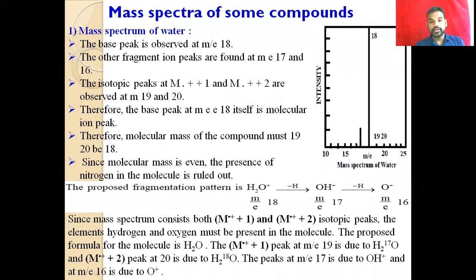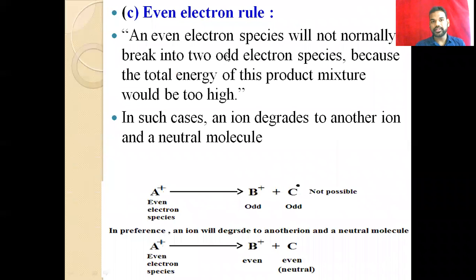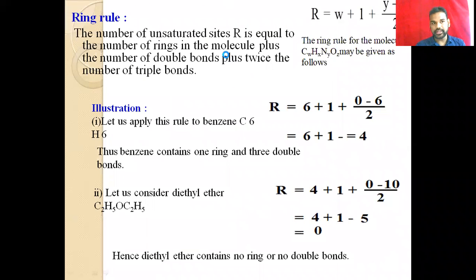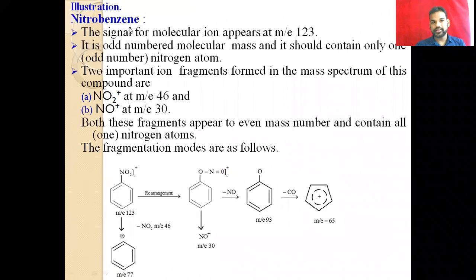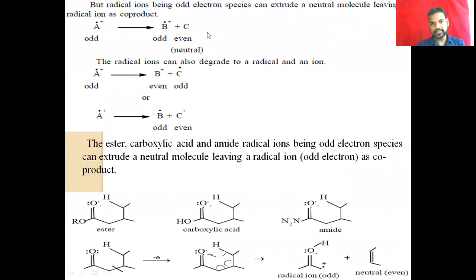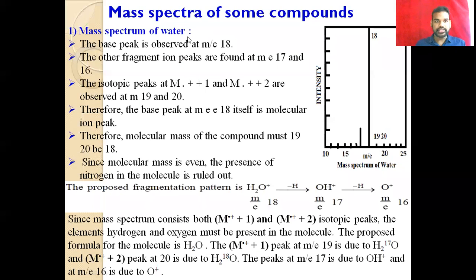Hello students. In the last class, we discussed mass spectra. The important points were the ring rule, the even electron rule, and the nitrogen rule. So that is finished in the last class. In today's class, we are going through the application part. This is very important.